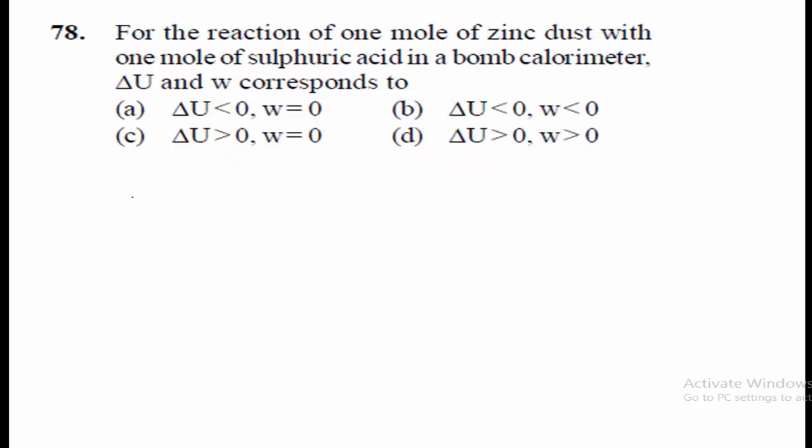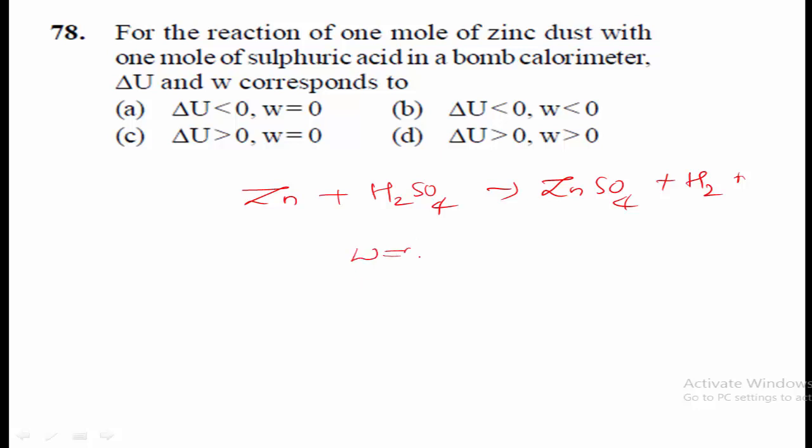78th. For the reaction of 1 mole of zinc dust with 1 mole of sulfuric acid in a bomb calorimeter, delta U and w correspond to? So Zn, when it is treated with 1 mole of sulfuric acid, will form zinc sulfate along with the liberation of hydrogen gas. As it is carried out in a bomb calorimeter, there is no expansion in volume, so work done will be 0. w is equal to 0. And this reaction is exothermic, since it has released hydrogen gas.